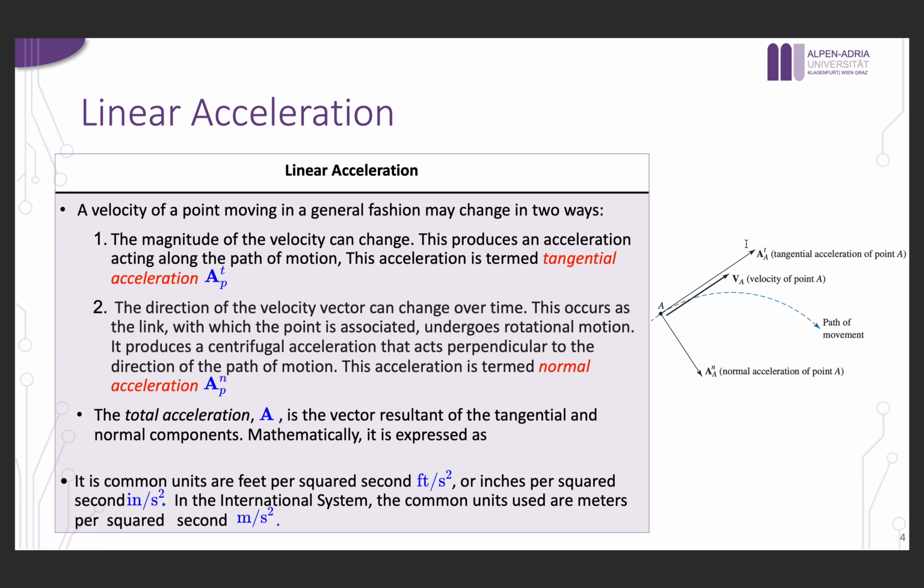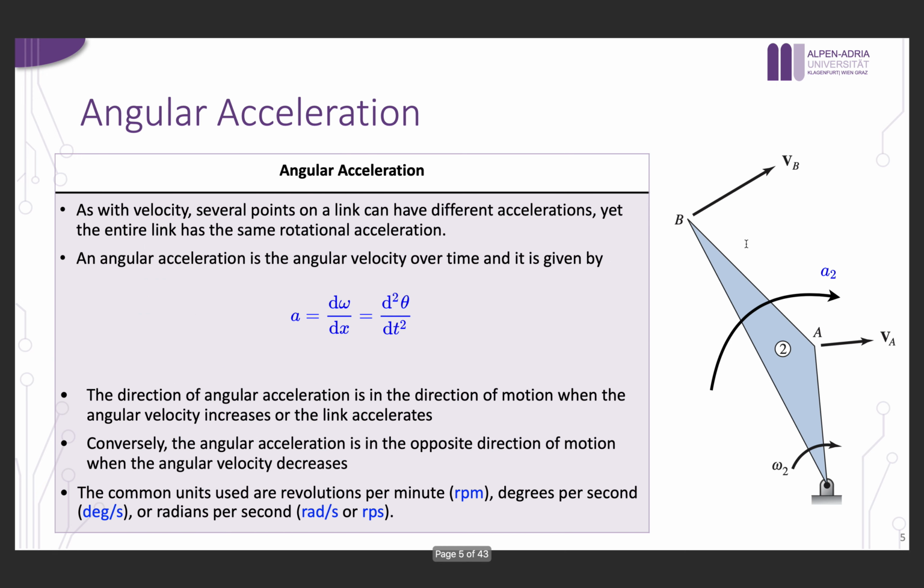Now, the common unit of acceleration is feet per square second, or inch per square second, for example, or meter per square second. Now, the second type of acceleration is the angular acceleration, which clearly represents the change of the angular velocity over time.